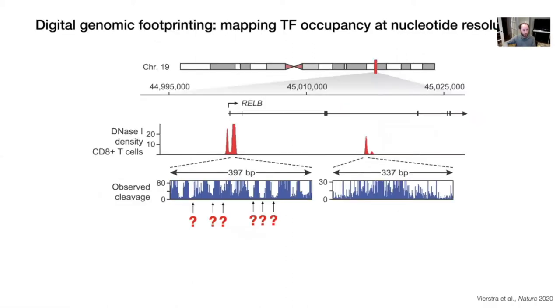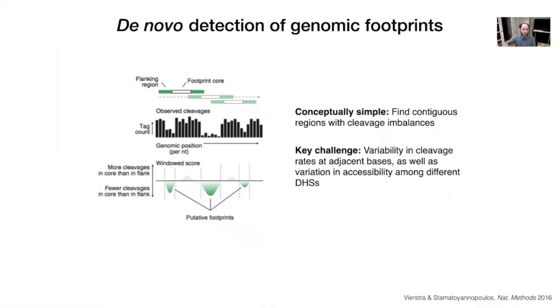So in order to truly fulfill the potential of DNase1 footprinting as a method for the de novo genome-wide detection of transcription factor occupancy, we want to do this in a manner that doesn't require any prior knowledge of putative binding sites, only examining the cleavage profiles of DNase1 themselves. And the trick here is to use an algorithm to identify footprints in the data itself. To do this is very conceptually simple.